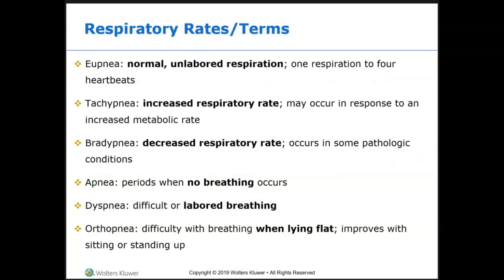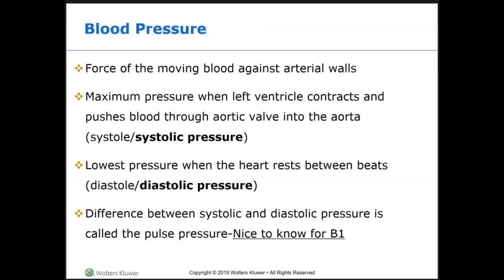Here are the different respiratory rates and terms. Please pause the video, make flashcards, and get this stored permanently in your memory.